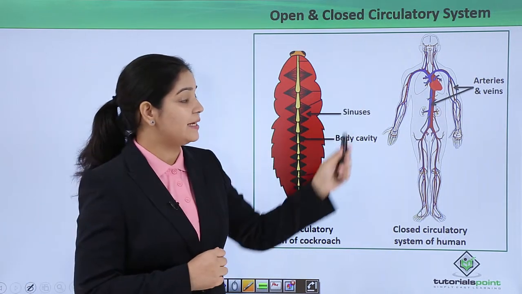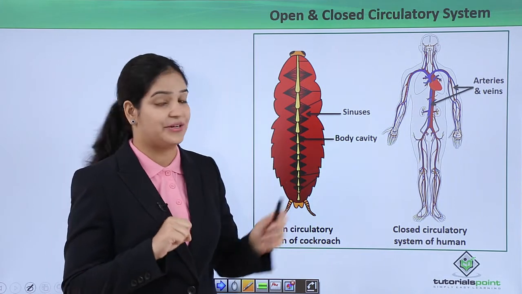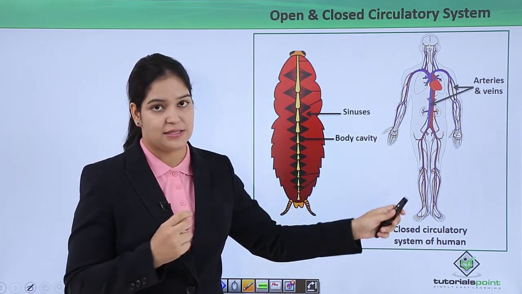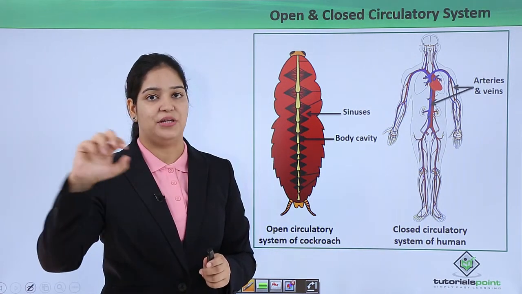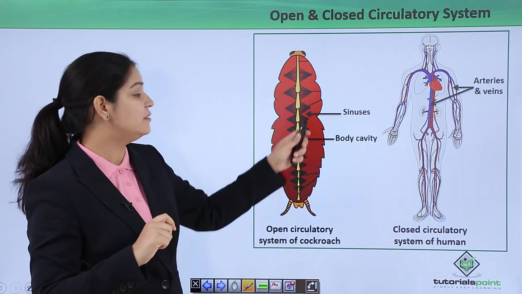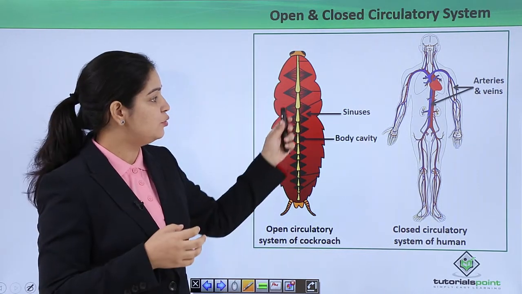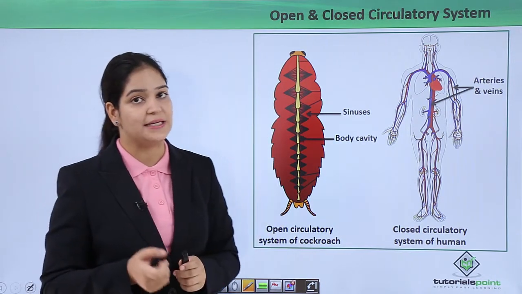But in the human body, the blood always moves in a closed system of arteries, veins and capillaries. That's why it is a closed system in which blood flows in closed capillaries and closed veins. But here the blood flows in open spaces, an open cavity, through sinuses and lacunae. That's why it is called an open system.